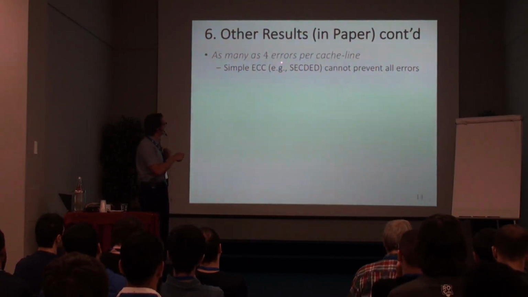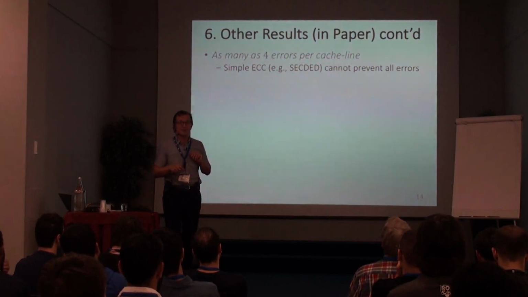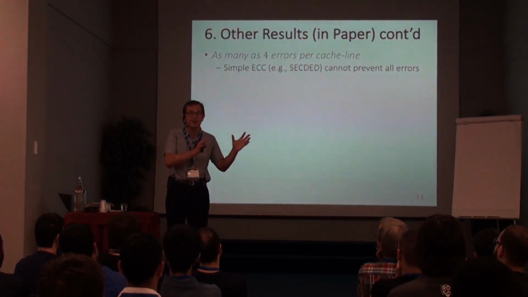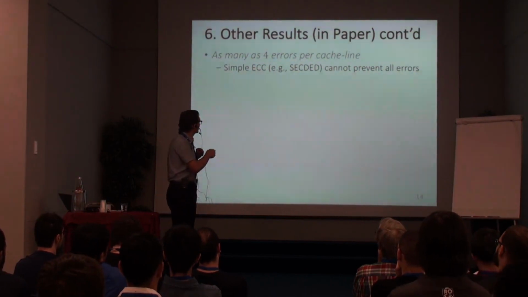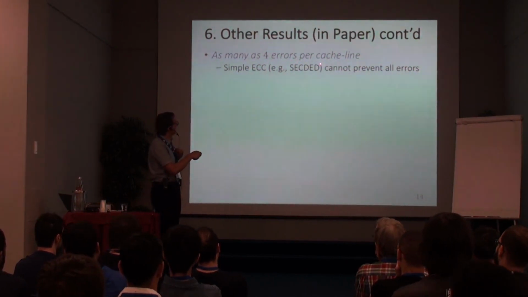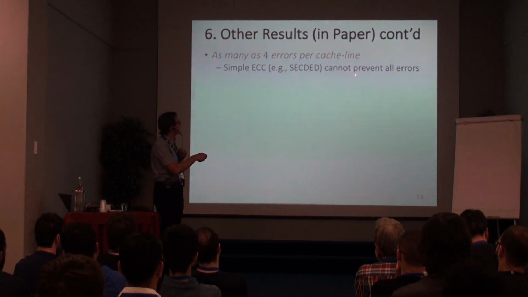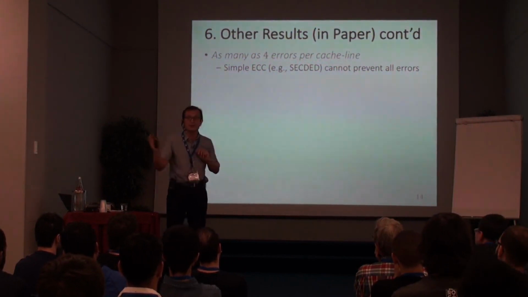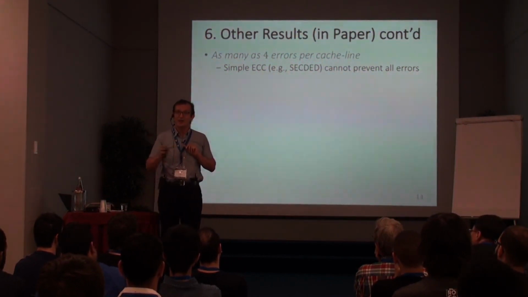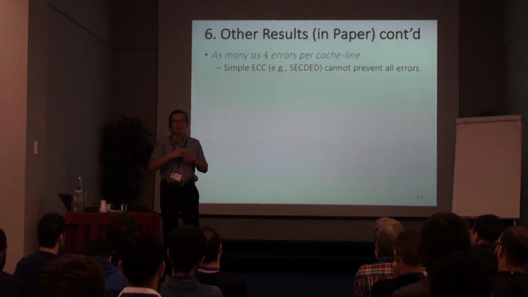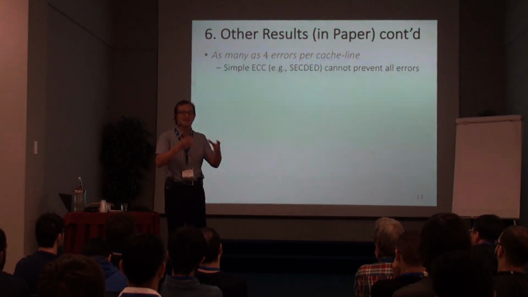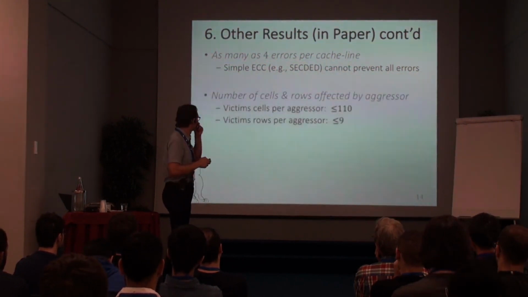There are as many as 4 errors per cache line that we've seen, which means that if you use the existing error correction mechanisms that we have in error correcting DIMMs, like single error correcting, double error detecting mechanisms, you cannot prevent all errors because you get as many as 4 errors. You can prevent most of the errors, but you will still have some errors. And I think going forward, the problem will become much worse. So adding more ECC is not a good use of your error correction capability for this type of errors.